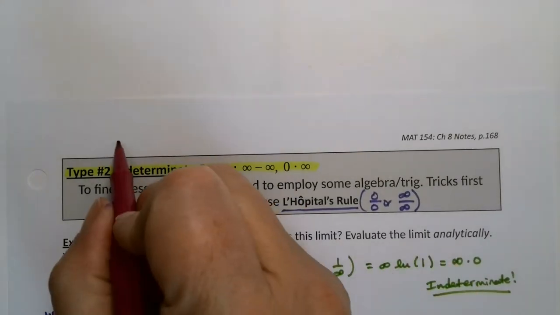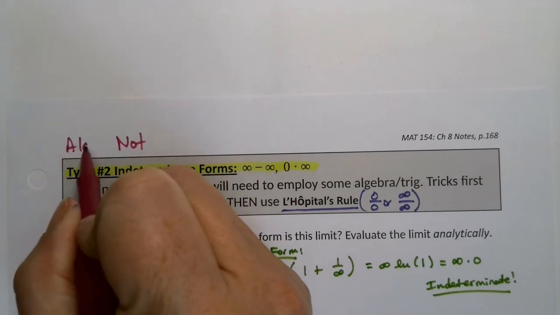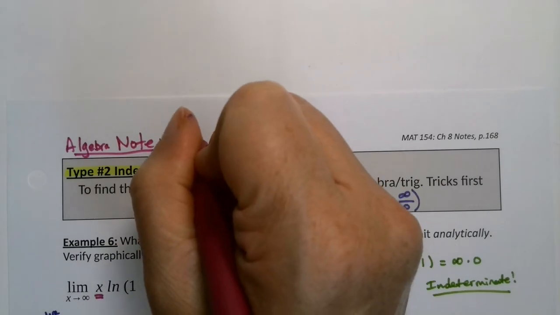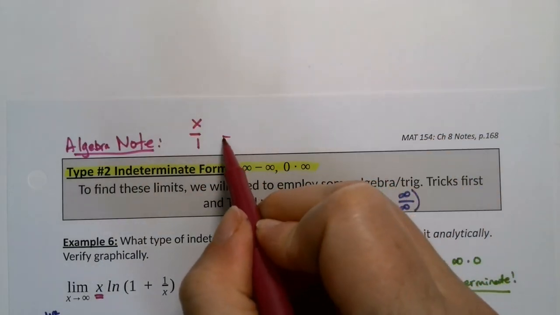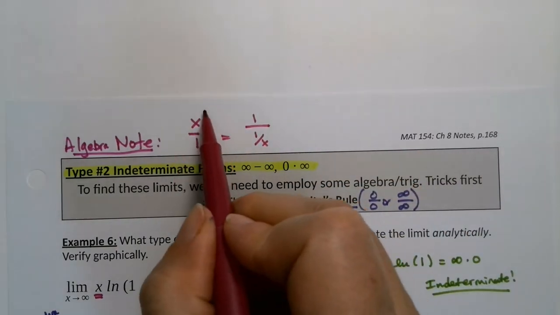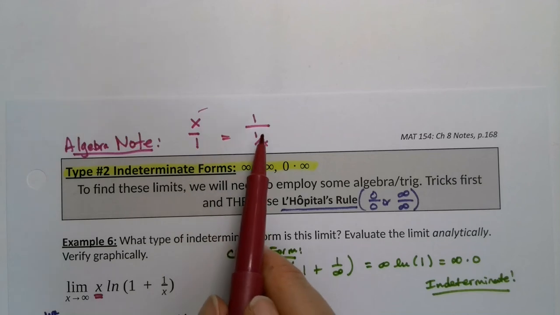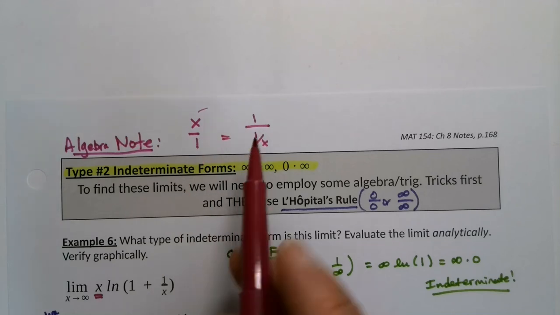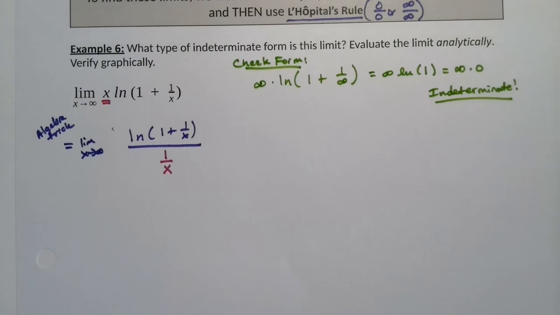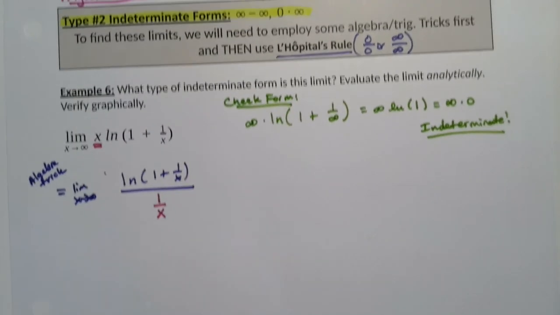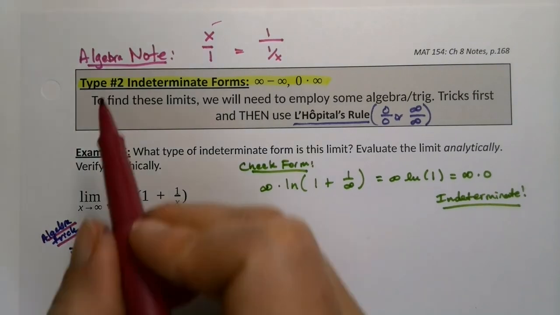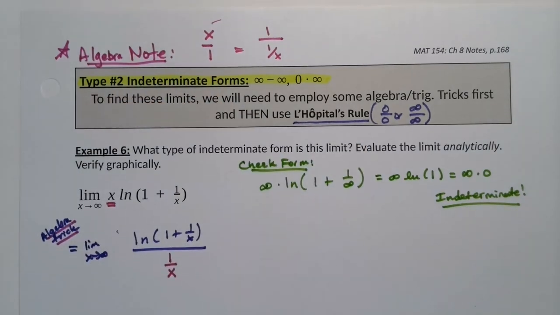I'll make a little note. It's an algebra note. x over 1 is the same thing as 1 divided by 1 over x. So we're using this trick. We're going from x to 1 divided by 1 over x. Sneaky, huh? So that's the trick I'm using. Make sure you make a note of it because you'll use this one a lot. This is very frequent that we will use this algebra trick. I'm just going to star it because you're going to use it often.